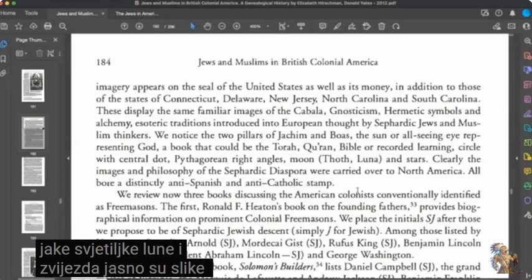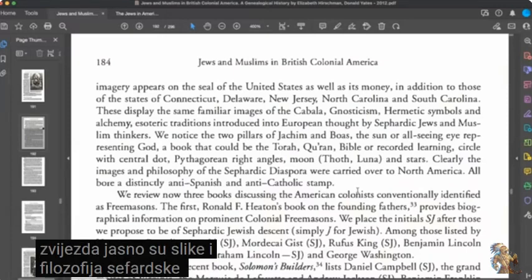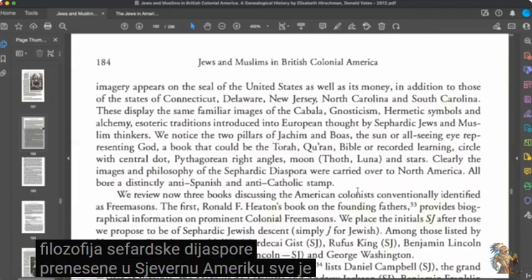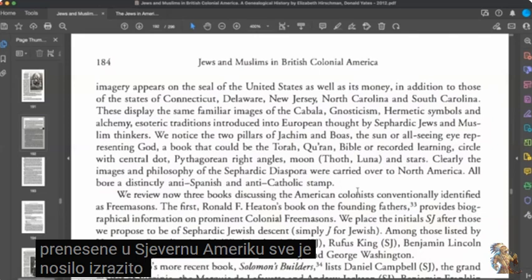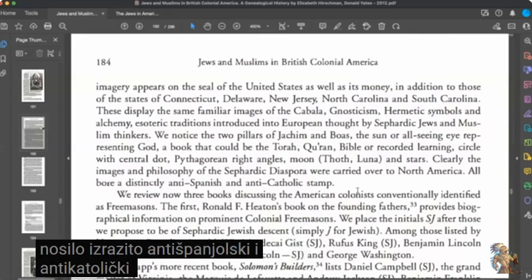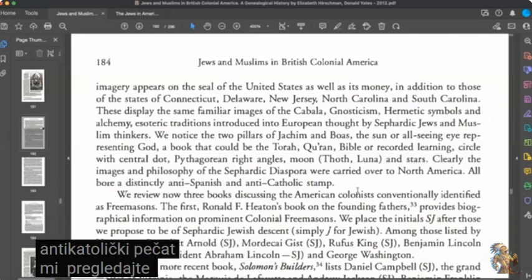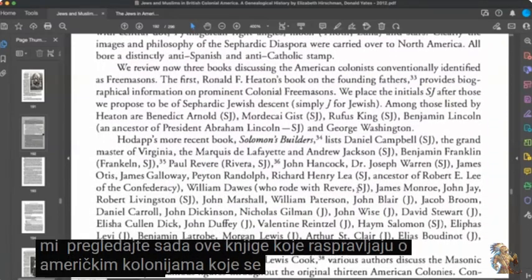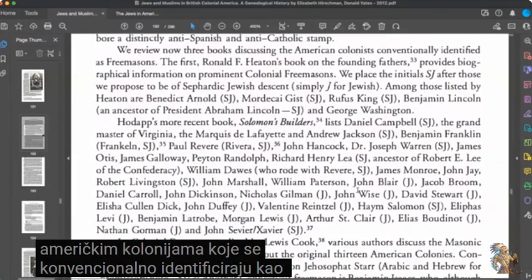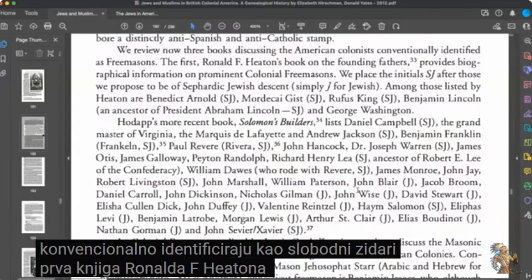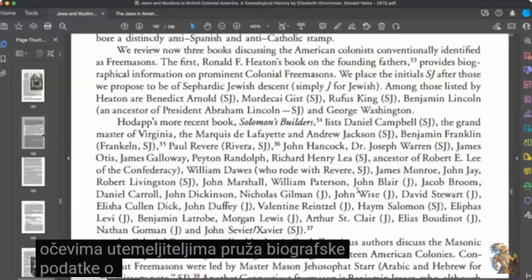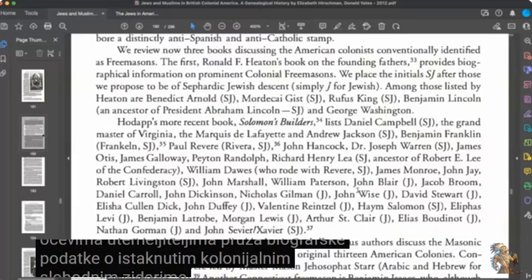Clearly, the images and philosophy of the Sephardic diaspora were carried over to North America. All bore a distinctly anti-Spanish and anti-Catholic stamp. We review now these books discussing the American colonies, conventionally identified as Freemasons. The first, Ronald F. Heaton's book on the Founding Fathers, provides biographical information on prominent colonial Freemasons.